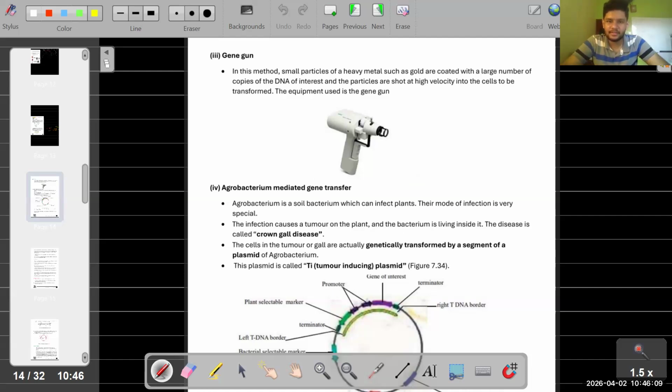That is what you try to just check this, right? Now this is the thing. There will be gold bullets, right? What we do, we'll be mixing it with a large number of copies of DNA, and we'll be shooting it with high velocity into the surface.